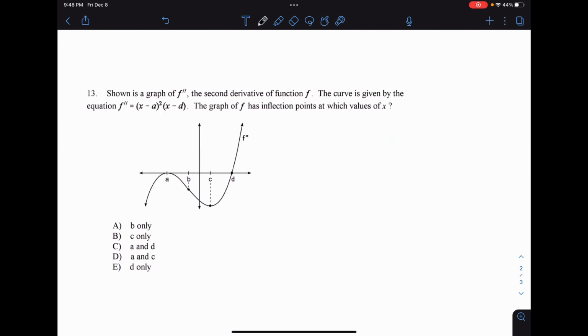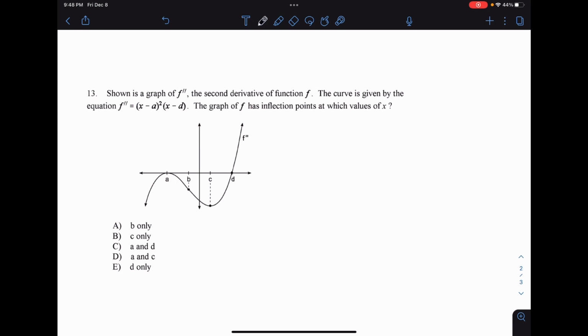All right, let's look at this problem. This is the second derivative problem using a graph. So shown is a graph of f double prime, and the curve is given by the equation f''(x) equals (x minus a) squared times (x minus d). And the graph of f has inflection points, and it wants to know which points of x are those inflection points.